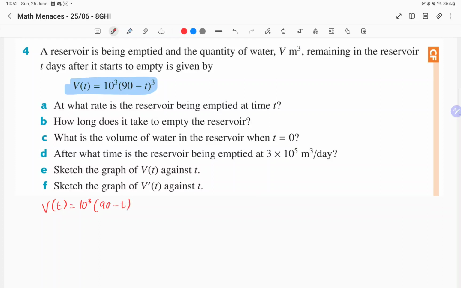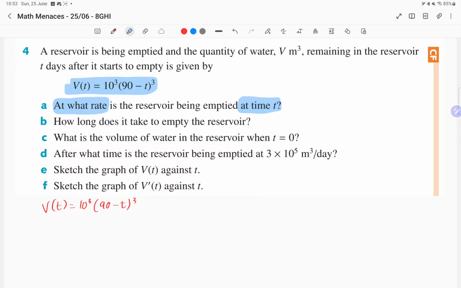At what rate? What does it mean by at what rate? Okay. It's worded really weird. Like, what are we actually trying to find? Okay. At what rate is the reservoir being emptied at time t? So they are saying the rate at a specific time. What do you think it links to? Hint: is it average rate or instantaneous rate?